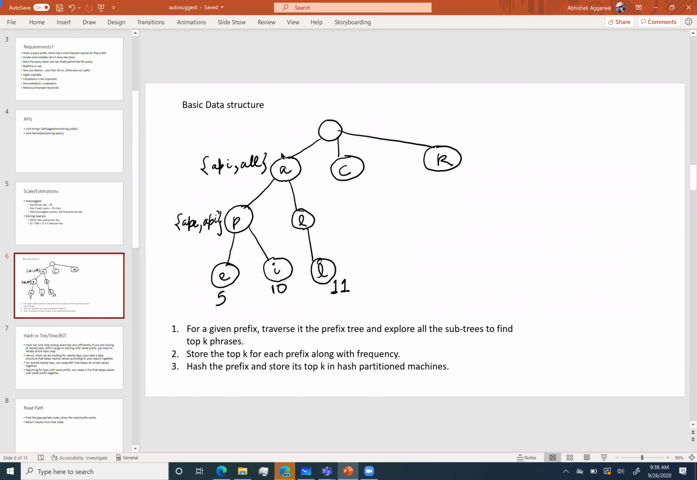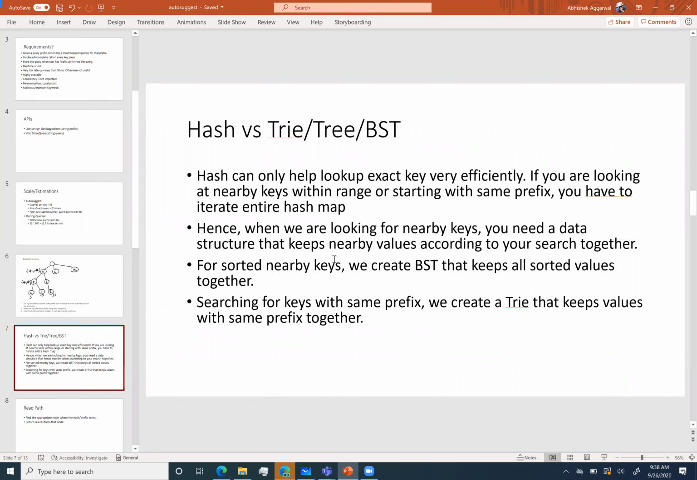So here you won't be able to do it with a hash map, because if all of these sentences were in a hash map, you would have to iterate through your entire hash map and see which keys start with this prefix A, which will be very inefficient, right? So whenever you're doing range kind of queries, you use binary search trees or tries.